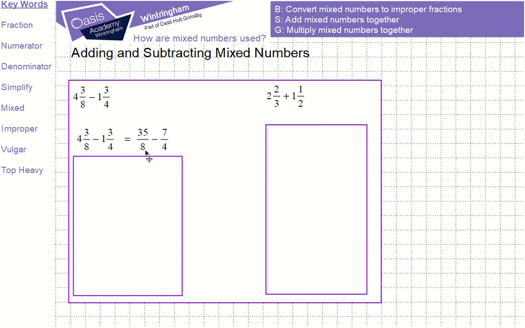Now, thinking back, this is now a subtraction question with fractions. So I'm looking at the denominators. I've got 8 here and 4 here, so I can't subtract them straight away. I need to change the denominators so that they're the same. So 8 and 4, the lowest common multiple of 8 and 4 is actually 8.